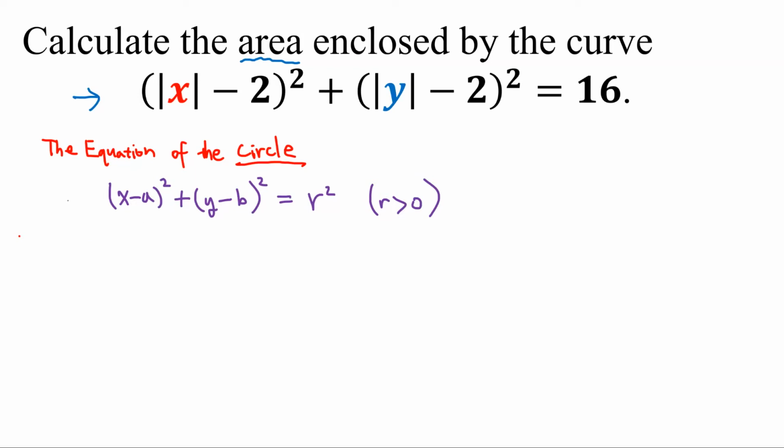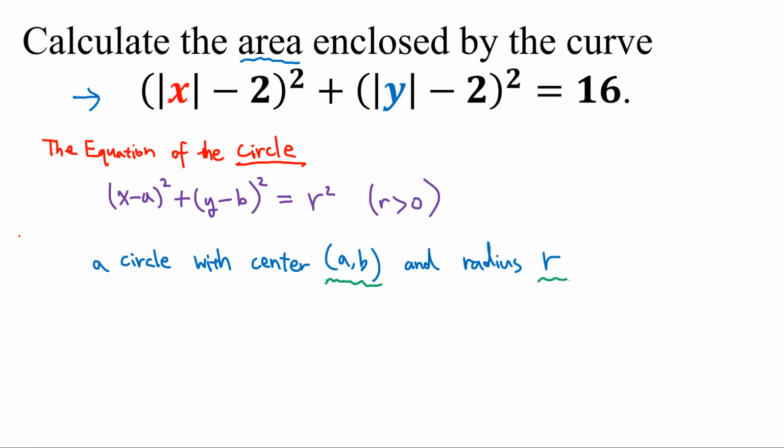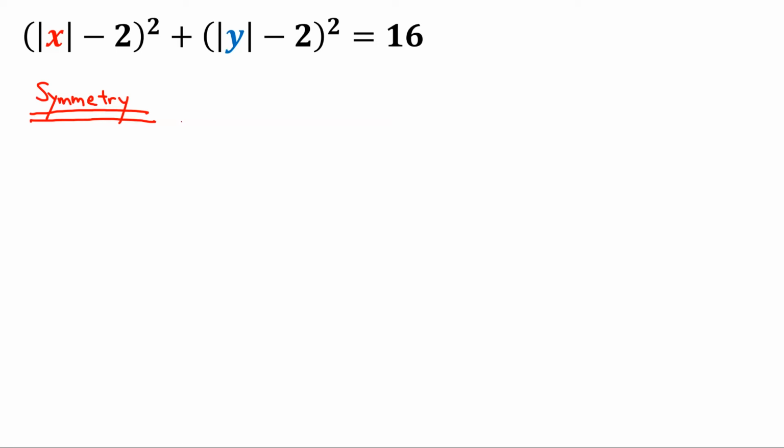This equation, (x minus a) squared plus (y minus b) squared equals r squared, is a circle with center (a, b) and radius r. So basically we have an equation of a circle here, but also here we have absolute values combined. This leads to the second property that I'm going to talk about, the symmetry of the shape.